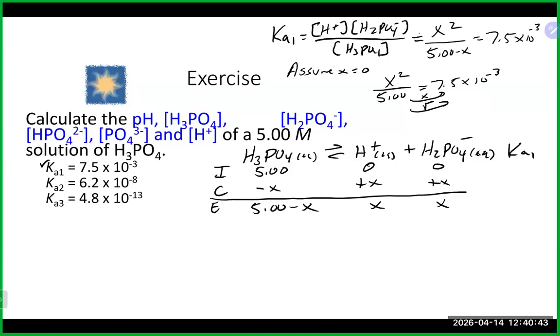And if we do that, 7.5 times 10 to the minus 3 times 5, a little square root action, we're going to end up with here an x value of 0.194. We did make an assumption, so definitely we want to check it. We're going to take 0.194, divide it by 5, times it by 100%, and hope for the best.